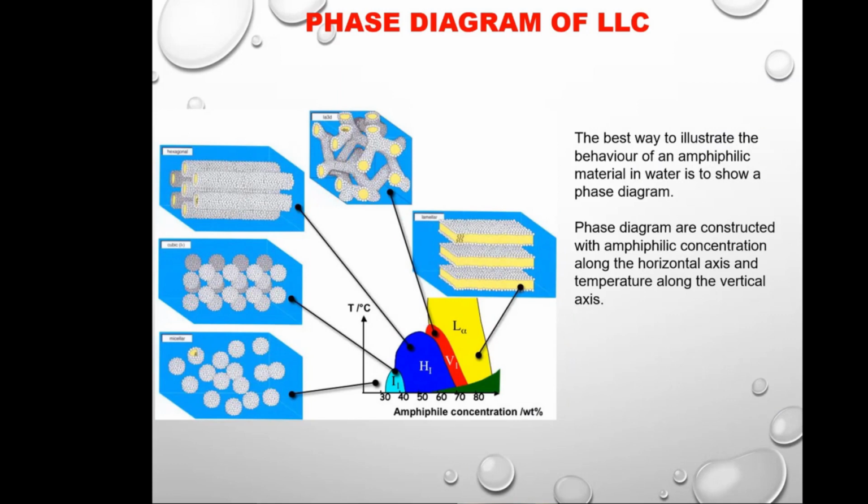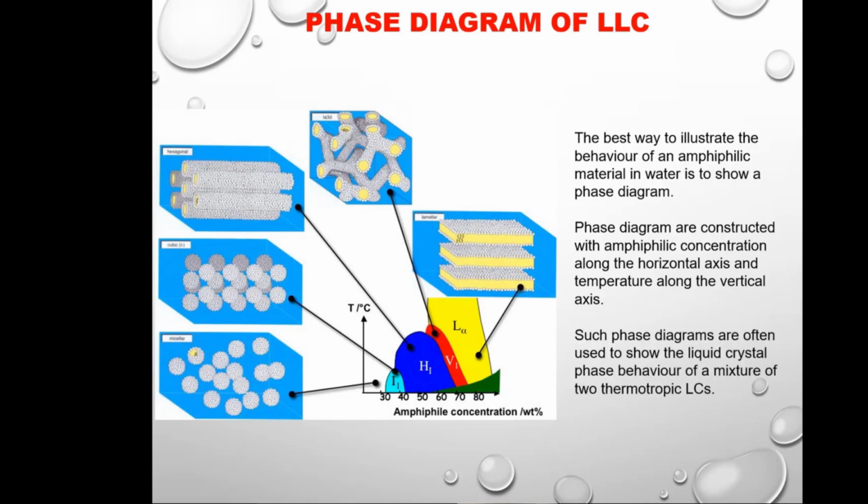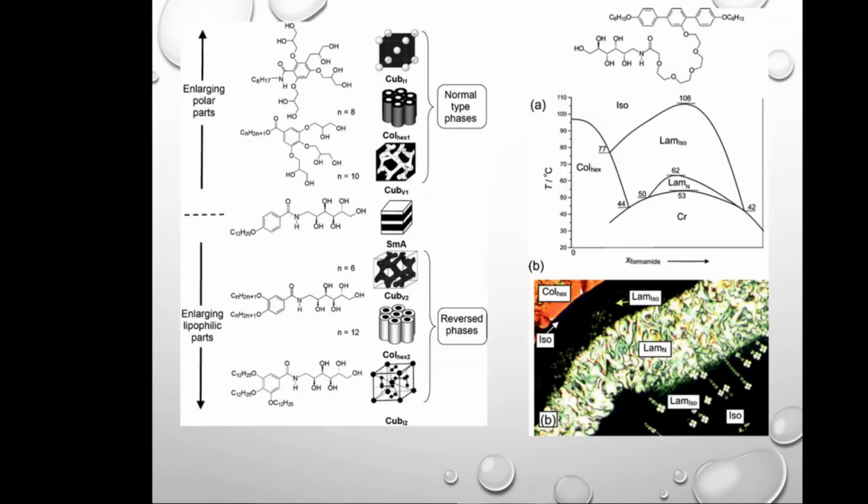So with the same type of molecules, playing with its concentration and temperature, we can get different arrangements. So phase diagrams are constructed with the amphiphilic concentration along the horizontal axis and temperature along the vertical. And such phase diagrams are often used to show the liquid crystal-based behavior of a mixture of sometimes two thermotropic liquids. And this is a real picture of how such a phase diagram looks like in real life, right?